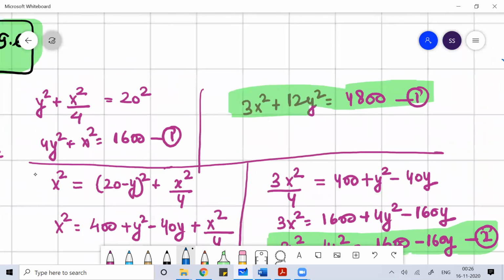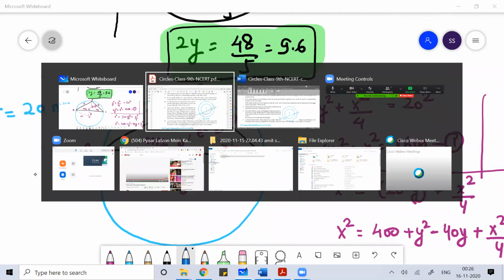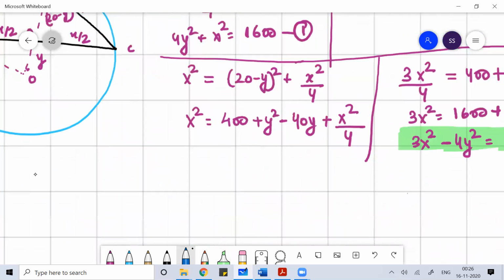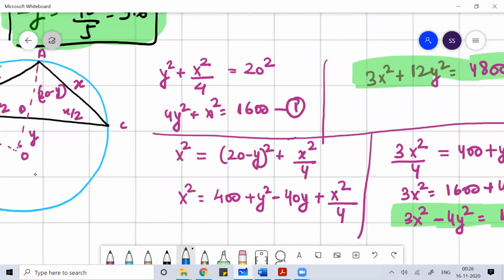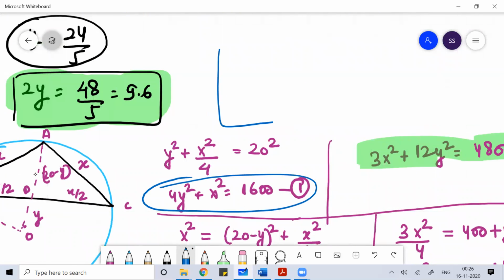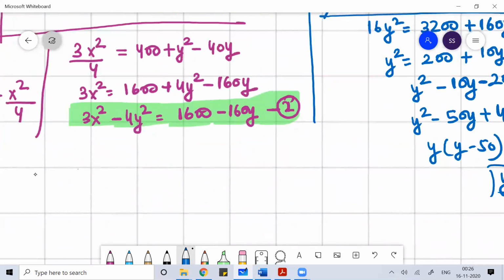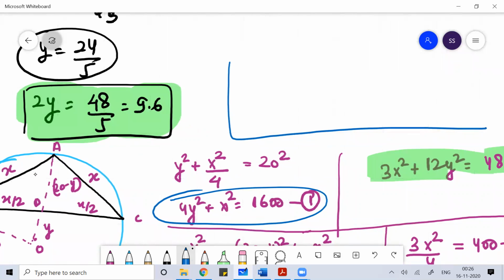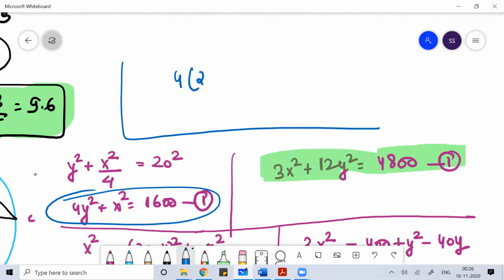Once you get the y value, what you have to find in this question is the length of each phone. You have to find the x value. So you got y is 50. Now what is the value of x? You know the equation, 4 into y square. So y is 50, so what is 50 square? 50 square means 2500, 4 into 2500 plus x square is equal to 1600.